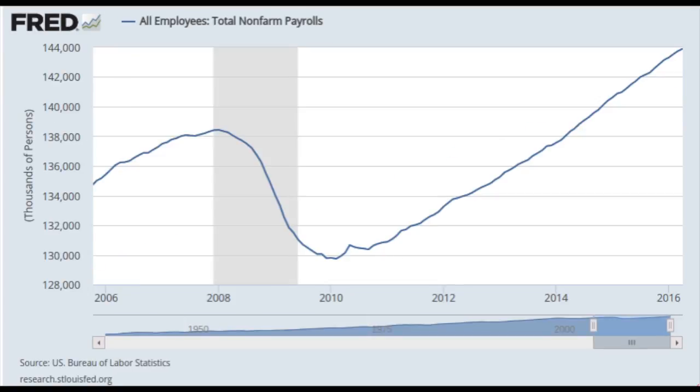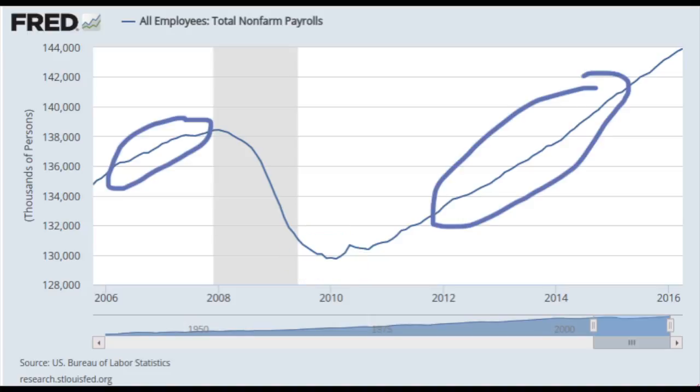Zooming into the years of 2006 to 2016, the present, we can clearly see the four phases of the business cycle: the expansion, the peak, the contraction, and the trough. There are two expansions, one from 2006 to 2008 and 2011 to present.